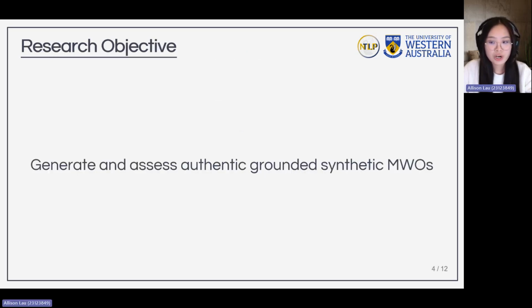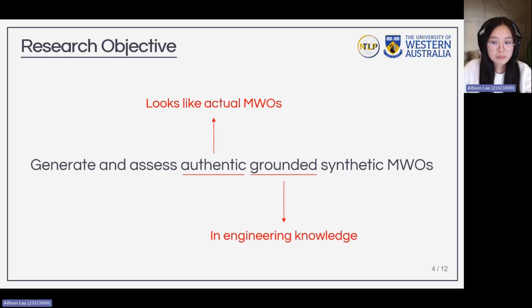So in this research, our objective is to generate and assess authentic grounded synthetic maintenance work orders. Authentic meaning that they look like real MWOs, grounded meaning that they are factually correct in engineering knowledge, and synthetic meaning that they are artificially generated.